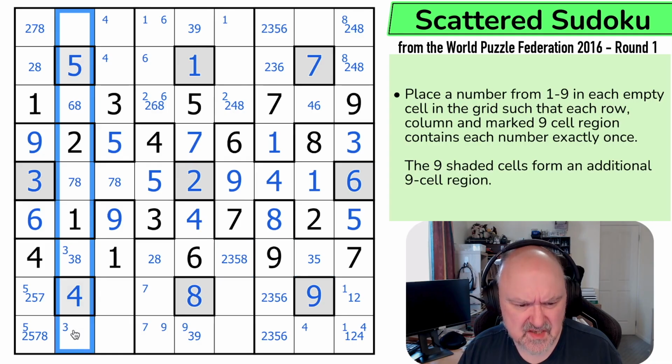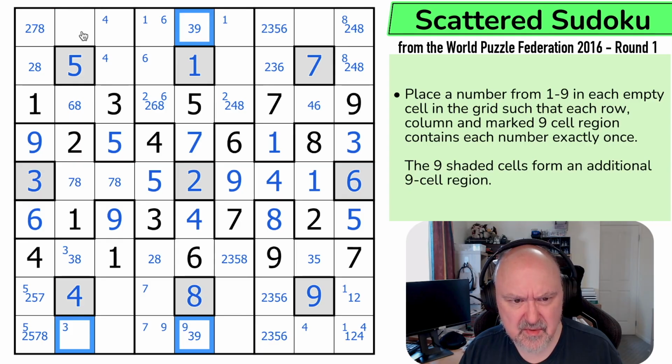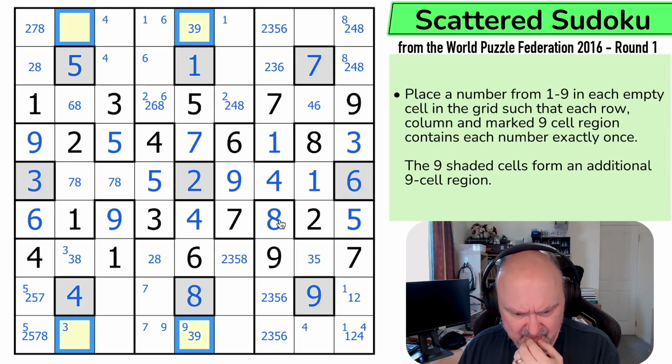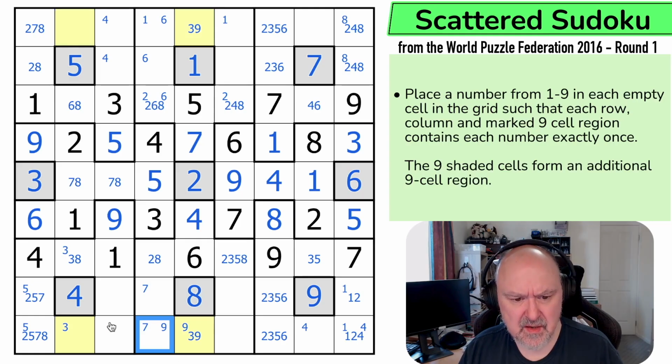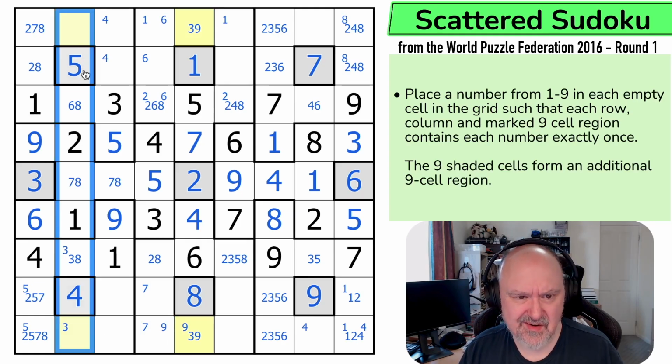So what am I missing in this column? 3, 6, 7, 8, 9. So I do have a skyscraper, an X-wing on 9s in those cells. So this can't be a 9. Because that's not nice. 9 can't be in any of those cells. It can't be in any of those cells because I've got a 9. It can't be here because of that 9.